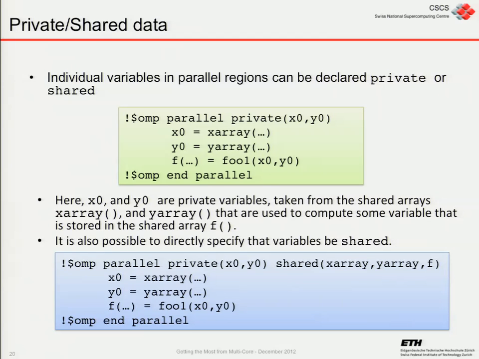So, some private and shared data. You're declaring individual variables here. X0 and Y0 are private variables in this particular example. Bit of Fortran for those C programmers. We have a couple of arrays, and we just happen to take a couple of values from those arrays. The arrays themselves are going to be shared because we haven't said that they should be default none or whatever, but we could declare them as being shared. Down here, we've explicitly stated that they're shared variables. If we put in default none, we would have to use this notation.